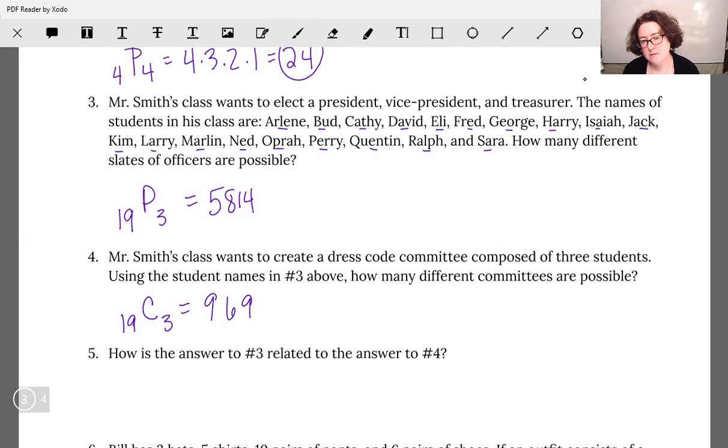So how are they different? Well, again, in one of them order matters and the other doesn't. So the order is how it changes it up.